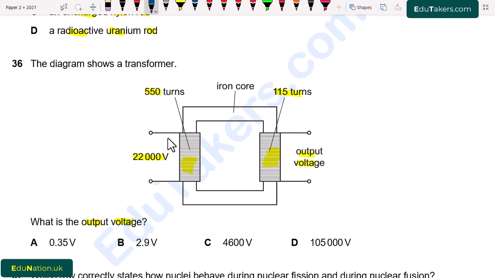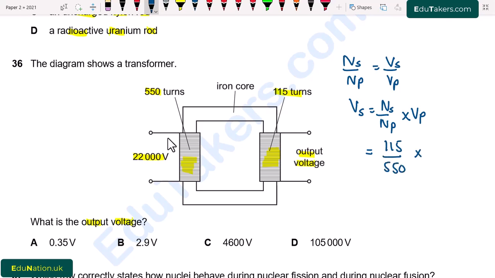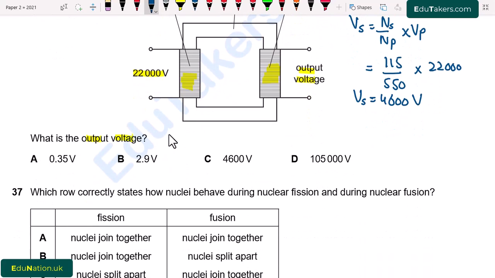So first of all, I write here Ns over Np is equal to Vs over Vp. Here we have to find out the output voltage of the secondary coil. So Vs will be equal to Ns over Np multiplied by Vp, where the number of turns of secondary coil is 115 and for the primary coil it is 550, multiplied by Vp, which is 22,000. So the output voltage will be equal to 4600 volt. So here option C is correct.